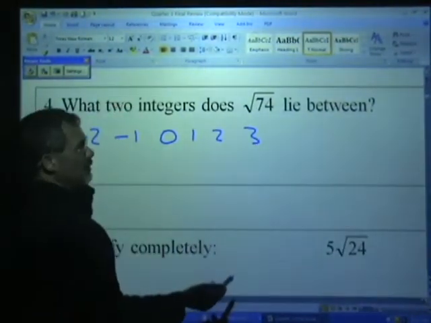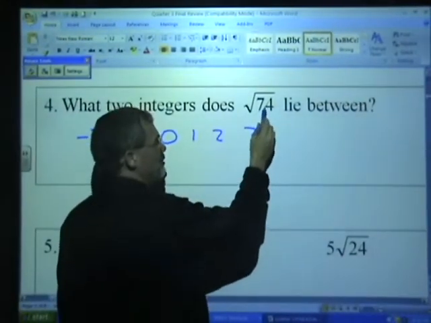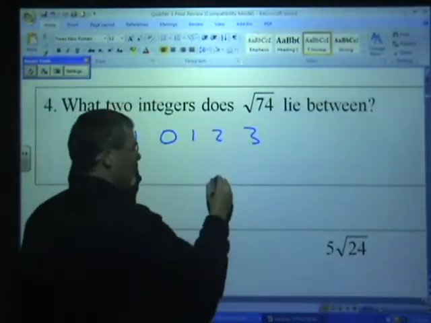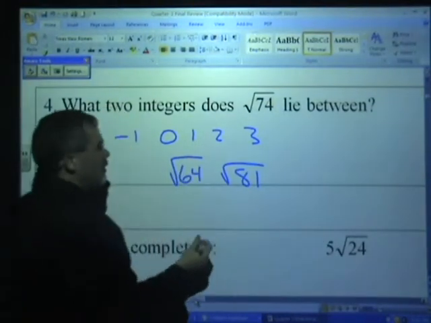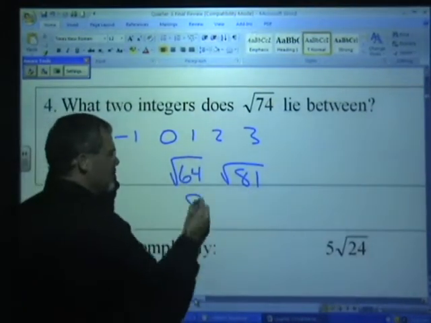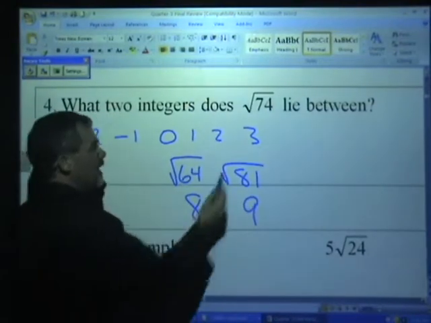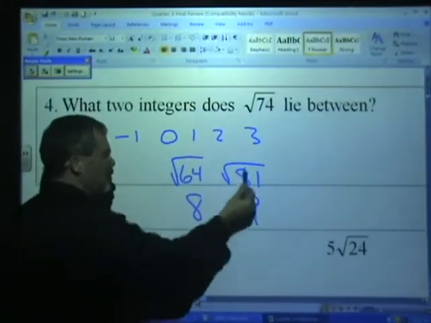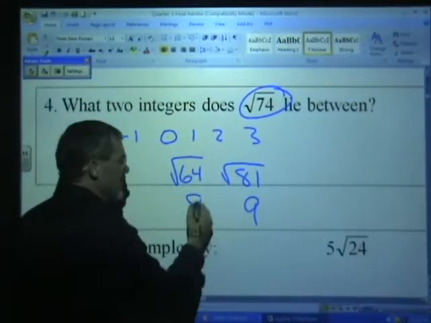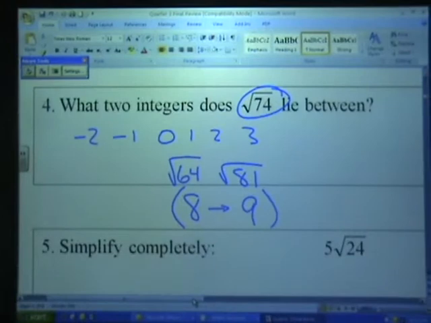All right? So here's how you do it. What perfect square is just above 74 and just below 74? And I say, oh, well, we got radical 81 and radical 64. Radical 64, the square root is 8, and radical 81, the square root is 9. Do you see how 74 is between 64 and 81? You got to find those two perfect squares that are on each side of 74, and then take the square root and say the square root of 74 is in between 8 and 9. So here's your answer. Bam, 8 and 9.